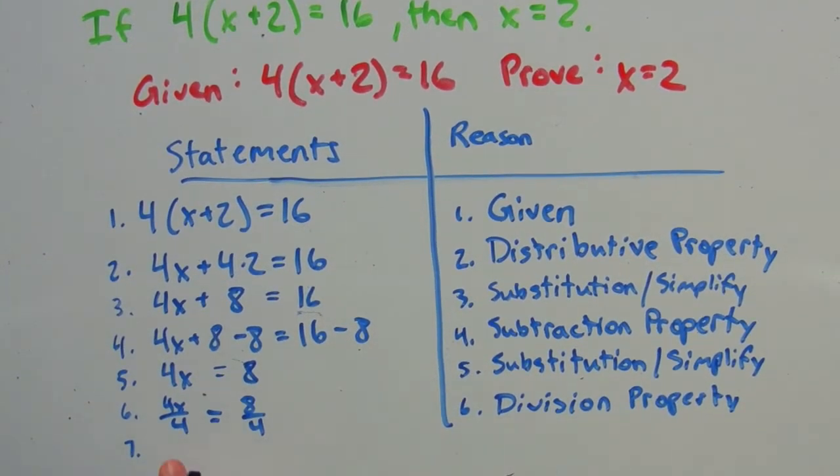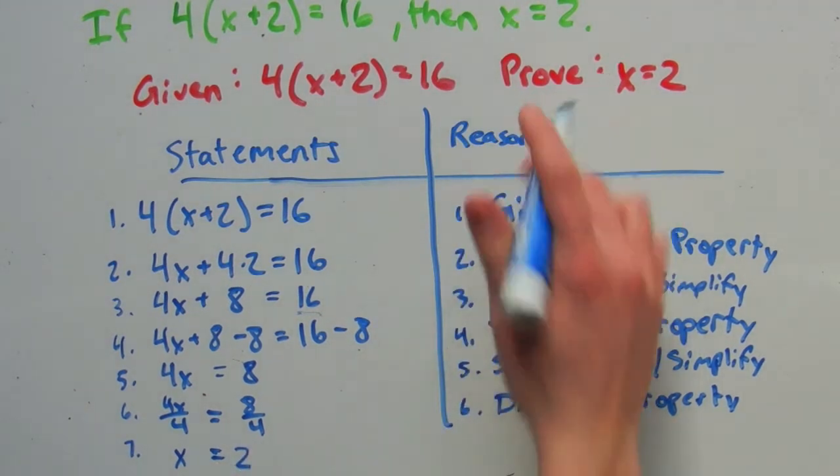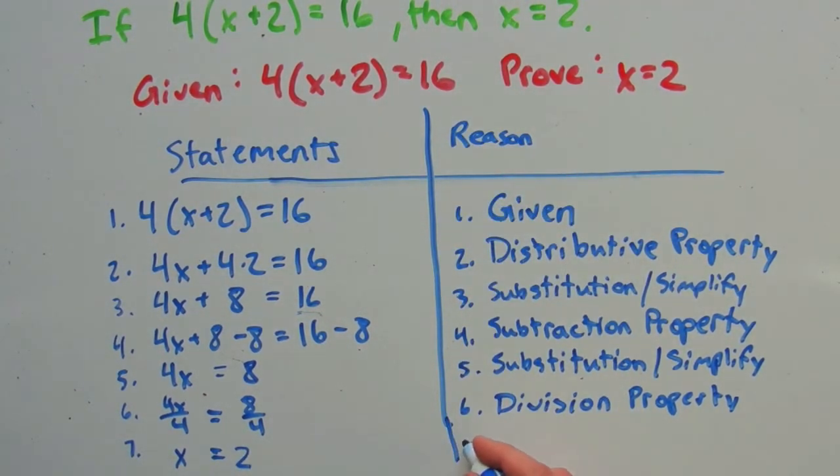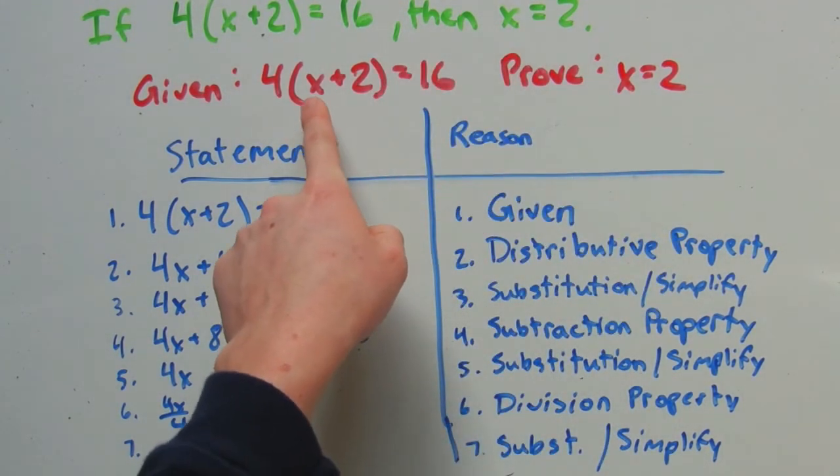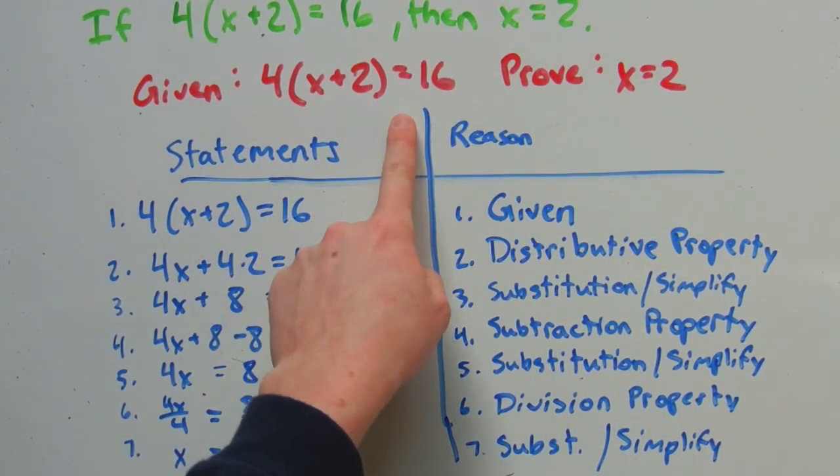And last but not least, step 7 is finishing this out. 4 divided by 4 we know is 1, and 1 times x would be just x. And 8 divided by 4 is 2. So we get that x equals 2, which was the statement we needed to prove, and that was because in our last step, again, we substituted or simplified. So you can see our two-column formal proof led us to prove that x was equal to 2, given that 4 times x plus 2 equals 16.